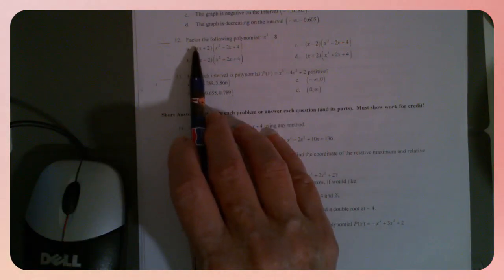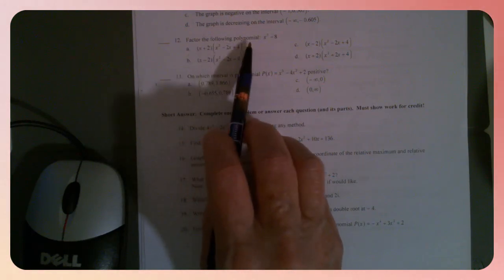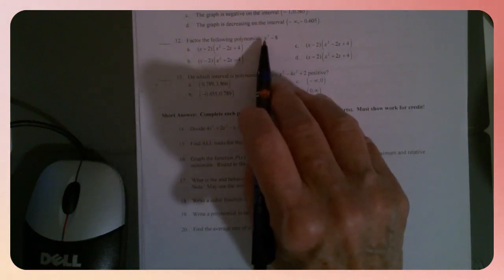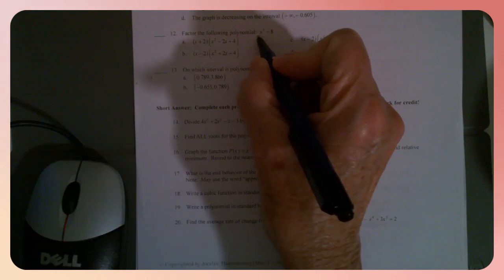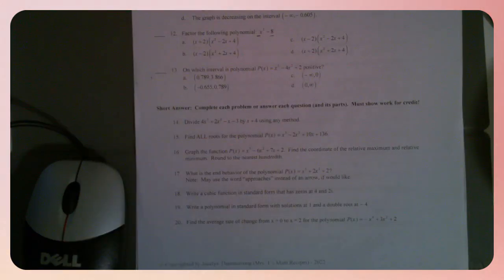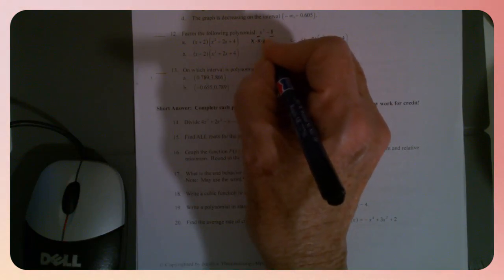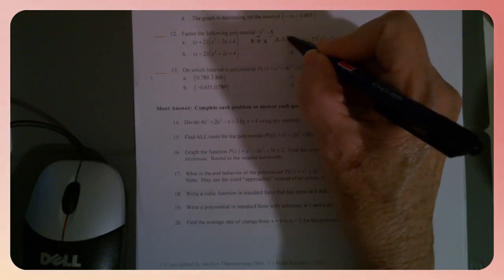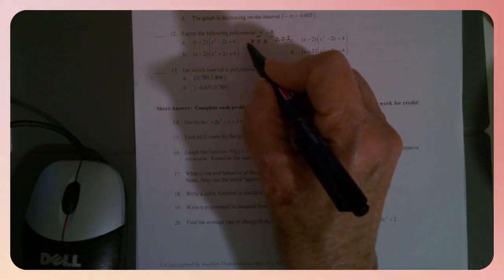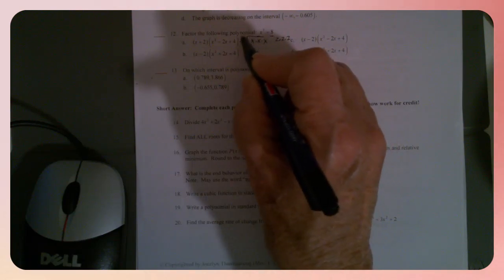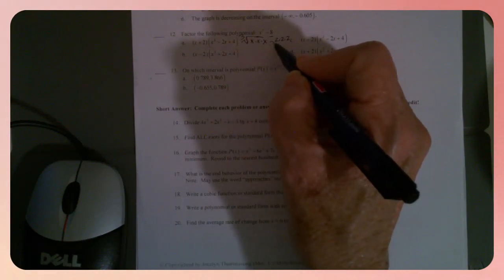All right, question number 12 says factor the following polynomial. So this is a cube and this is a cube. We did several of these in class together. So we're going to take the cube root of each term. We can break down x cubed into x times x times x, and we can break down 8 into 2 times 2 times 2. So the cube root means we're taking a cube, not a square. We're going to have 3 of those before we can take them out.